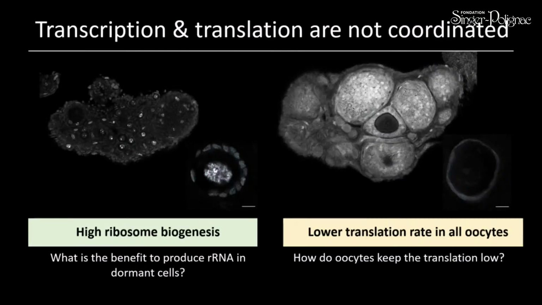So with that, we see that transcription and translation in our case are not coordinated. One thing happens, the other one does not. We have high ribosome biogenesis while we keep a lower translation rate in all the oocytes. So I hope I convinced you that dormant oocytes are sleepwalking.